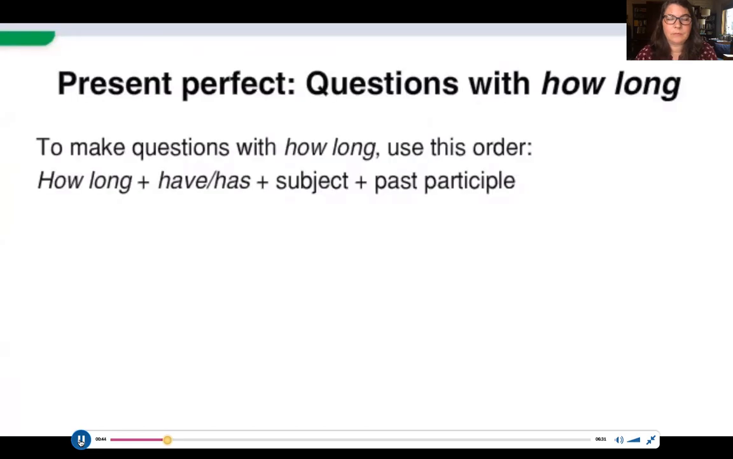Present perfect. Questions with how long. To make questions with how long, use this order. How long plus have or has. We use has if it's a he, she, or it. We use have for everyone else. I, you, we, and them, okay? A big mistake is people forget to use has for he. So how long has he lived here? Plus subject, he, plus past participle.